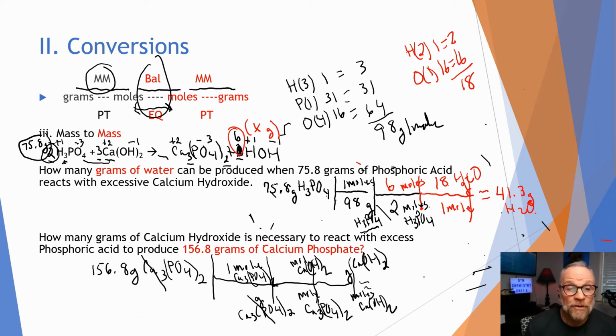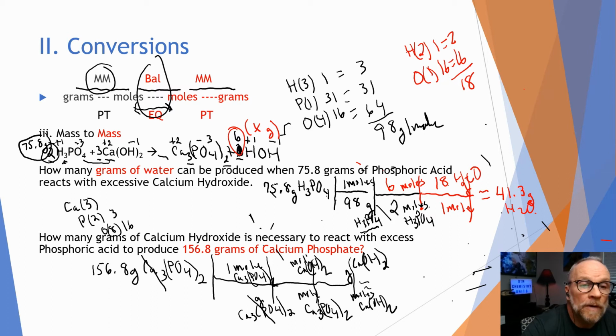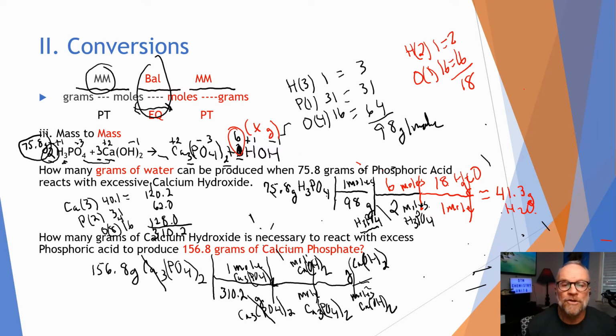So we need to figure out the molar mass of calcium phosphate. So let's do that. Ca: 3 moles of calcium, 2 moles of phosphorus, and how many moles of oxygen? 8 moles of oxygen. Times 16, 31, and 40.1. So that'd be 120.2. That'd be 62. 6 times 8 is 48. 8 times 1 is 8. 128. 310.2 is what I got. You double check me and make sure.